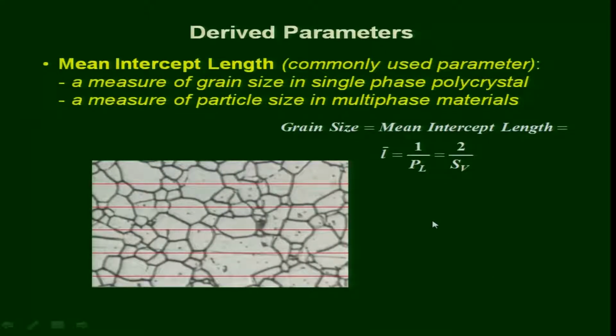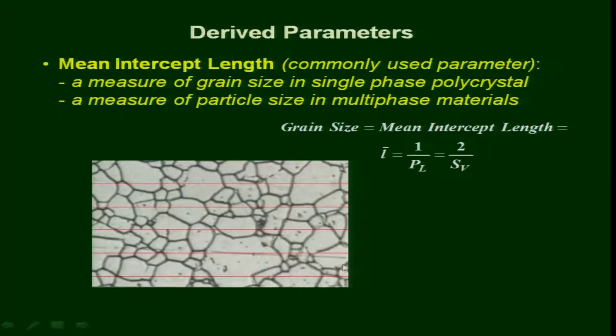A couple of derived parameters. For example, we want to measure grain size and particle size in materials. What kind of measure can we use? A commonly used parameter is the mean intercept length for grain size as well as particle size.